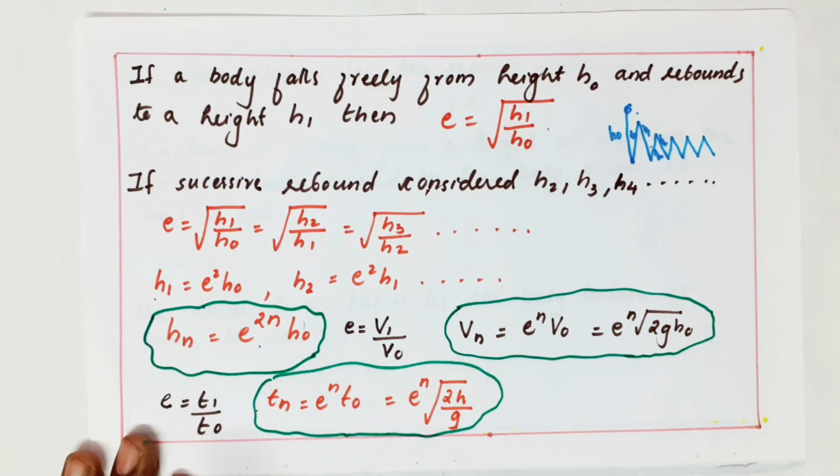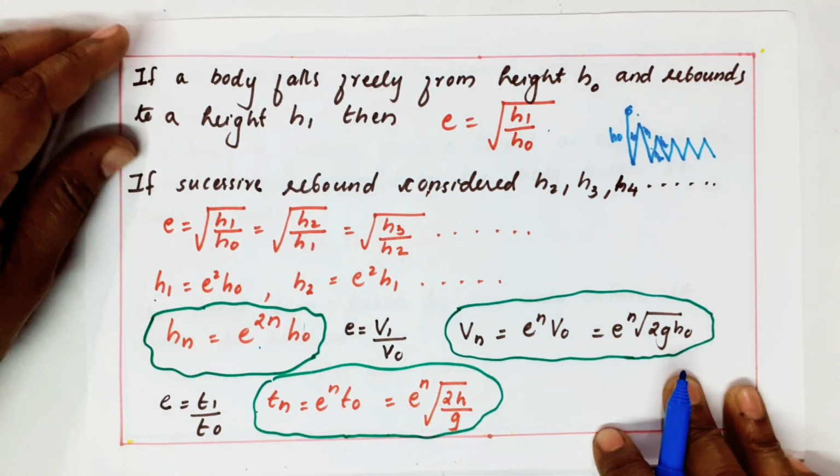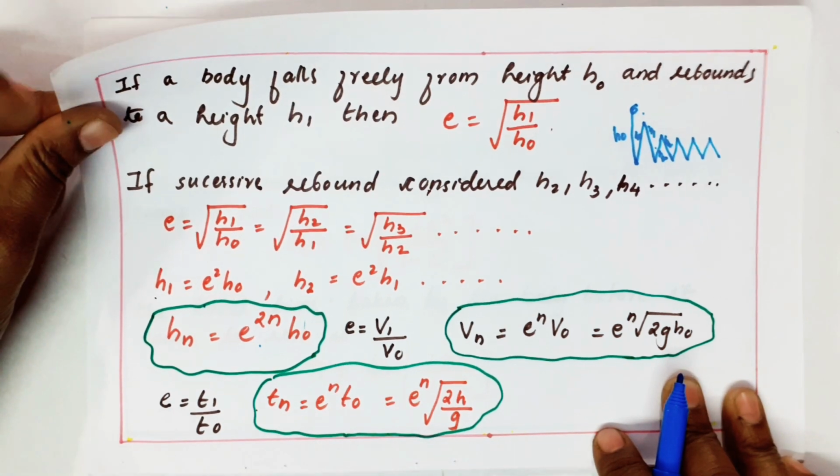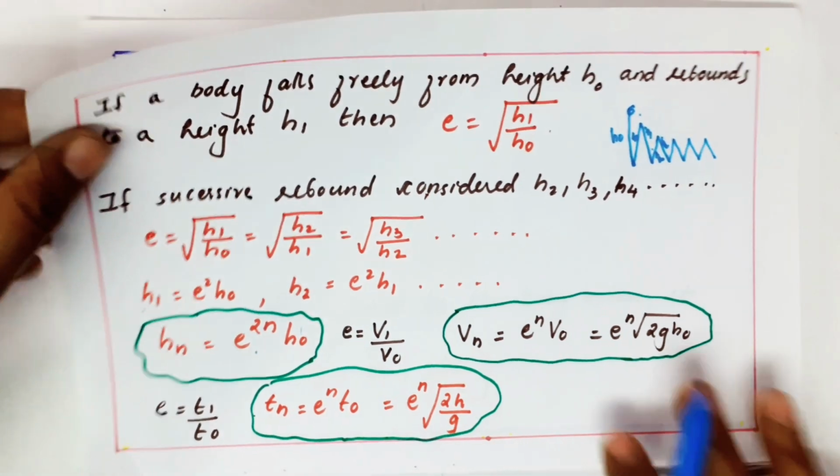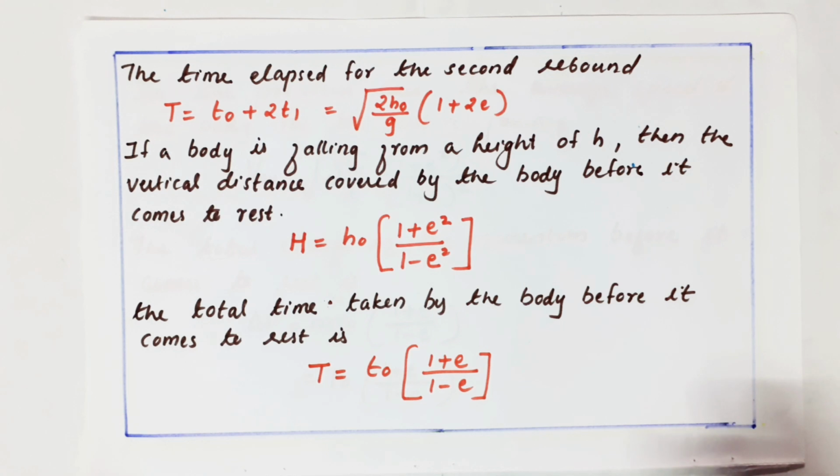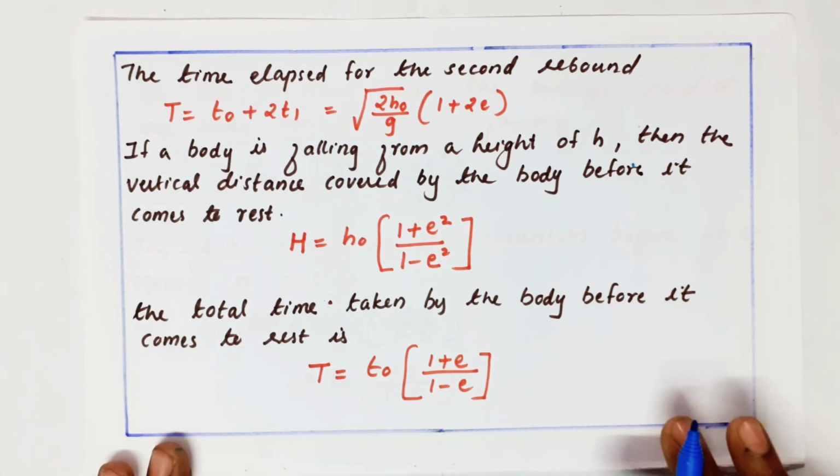Sometimes they'll ask the time with this. Time after the nth rebound, Tn equals e power n t naught, or e power n into root over 2h by g. So this they can ask. Very, very important.